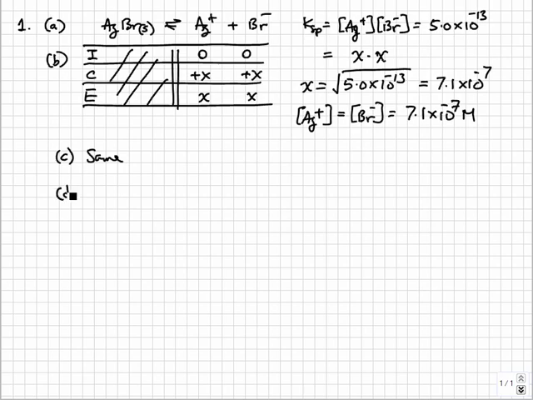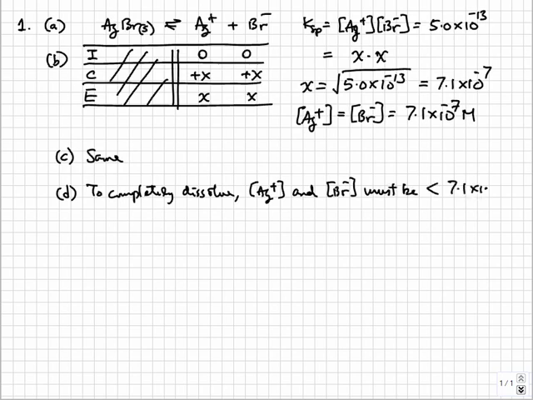D. A saturated solution of AgBr has Ag+ and Br- concentrations equal to 7.1 times 10 to the minus 7 molar. This is the maximum concentration of Ag+ and Br-. If AgBr dissolves completely, the Ag+ and Br- concentrations must be less than 7.1 times 10 to the minus 7 molar.